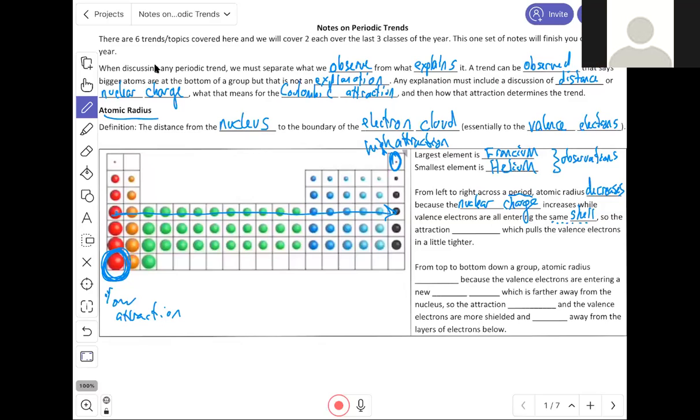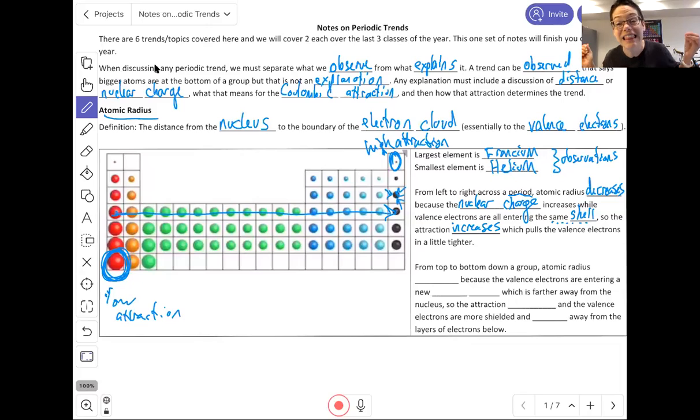Increase. It's going to increase. So the attraction is increasing, and that is literally pulling my valence electrons in. Essentially, on the left-hand side, I have very few protons in comparison to my number of valence electrons. On the right-hand side, I have a lot more protons in comparison to my valence electrons, and so everything gets pulled in, and pulled in, and I get a little bit smaller.